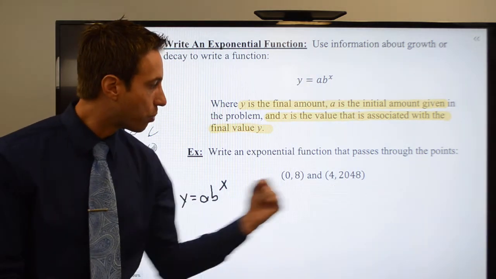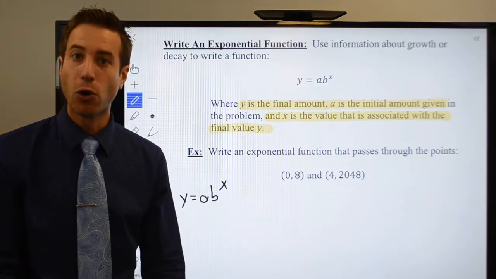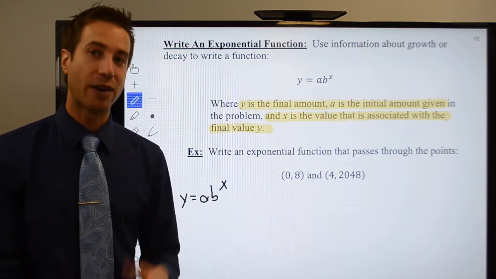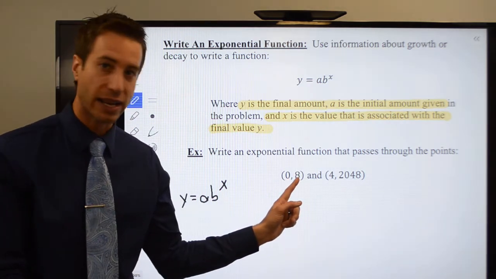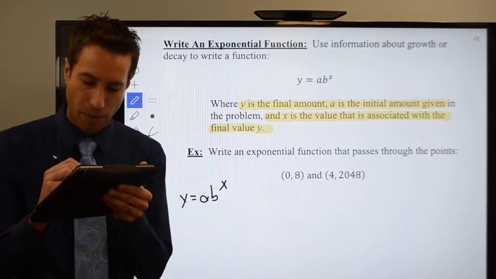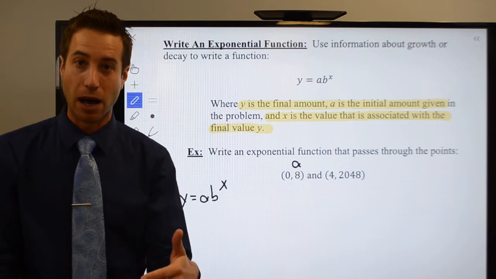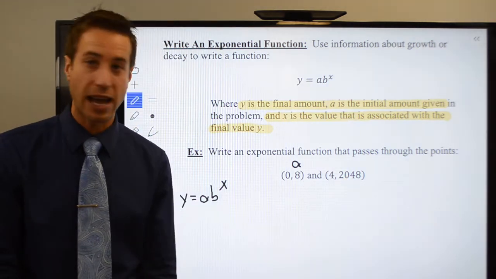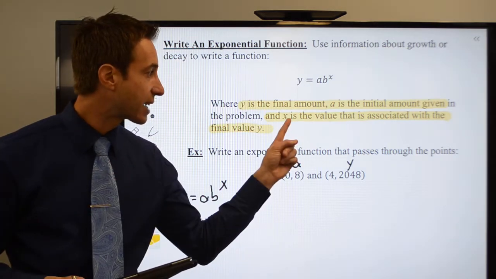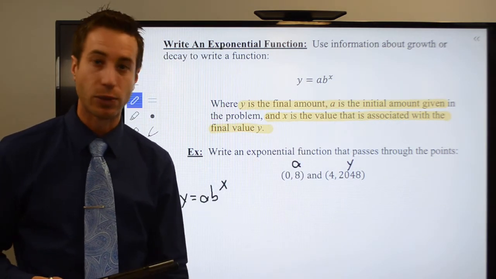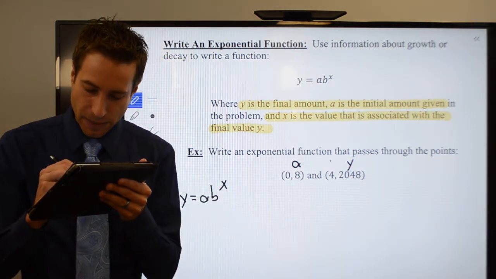I take a look at the 2 points that are given, (0, 8) and (4, 2,048). Well, the initial amount is always going to be the one that goes with the 0, right? Because when x is 0, what is y? It's the initial amount. So this is going to be a. That means that my final amount is going to be 2,048. Makes sense? And I told you that the x is always going to be the value that's associated with the y. Well, my y is 2,048, so the 4 has to be my x.